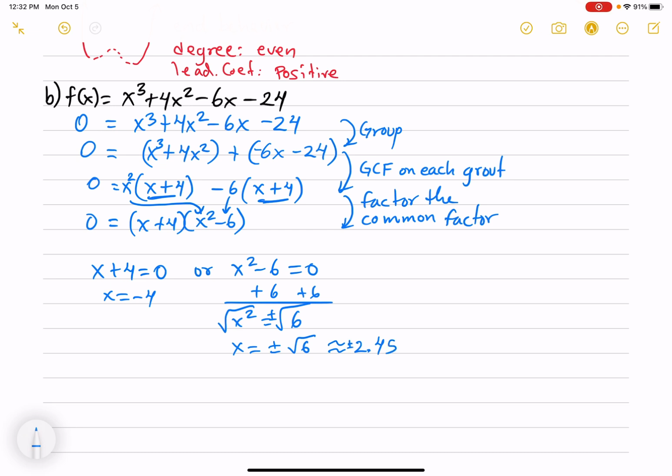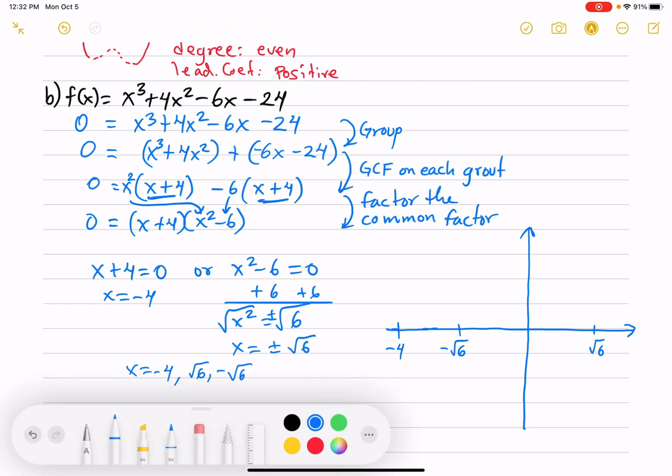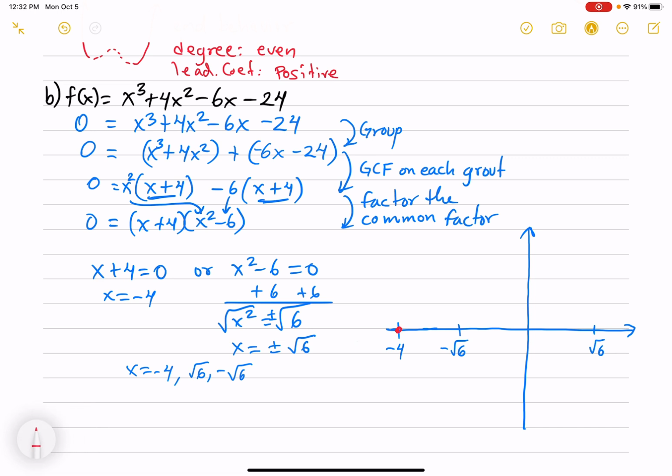So that means that on the graph, since we're making a sketch, and then we're going to check it on Desmos, the zeros are x equals -4, x equals the square root of 6, and x equals negative square root of 6. So at about 2.4, and about -2.4 on the negative side, and at x equals -4, it looks like I run out of space, say negative 4 is here. This graph is going to pass through here, here, and here.